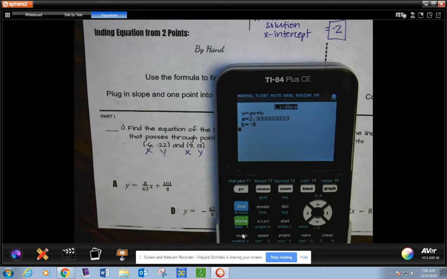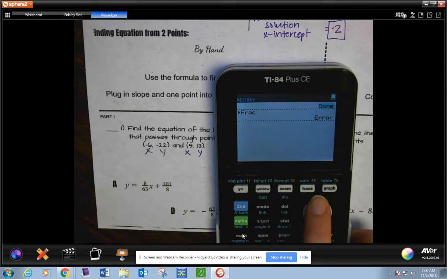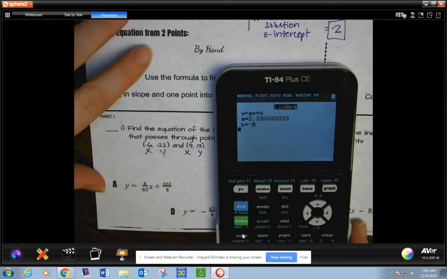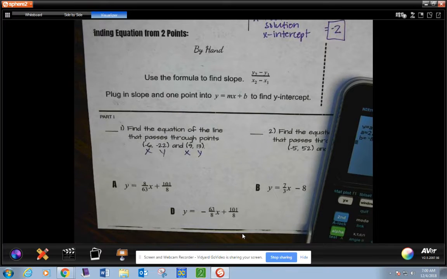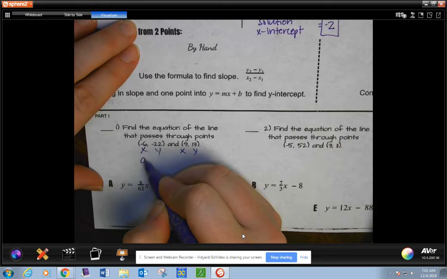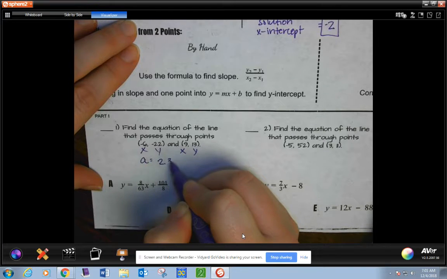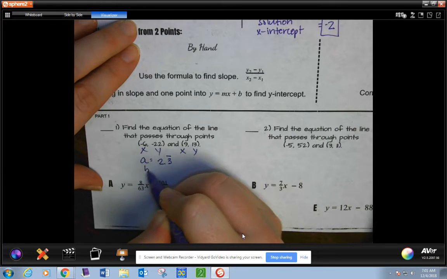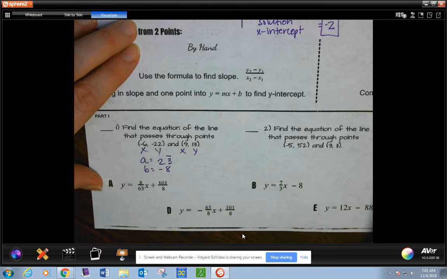Okay, so I didn't think that would work. Okay, so once we have it, let me go back to it. They're going to give you A and they're going to give you B. What I want y'all to write is A equals 2.3 repeating and B equals negative 8.